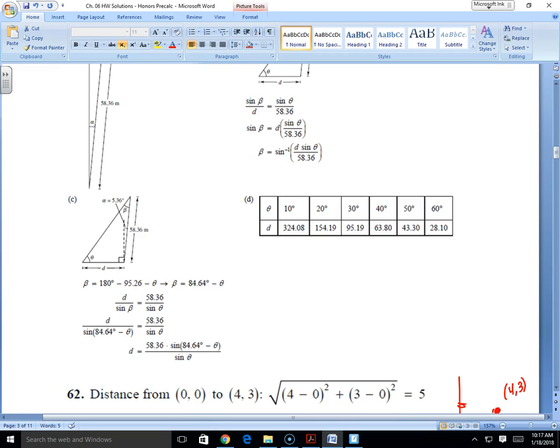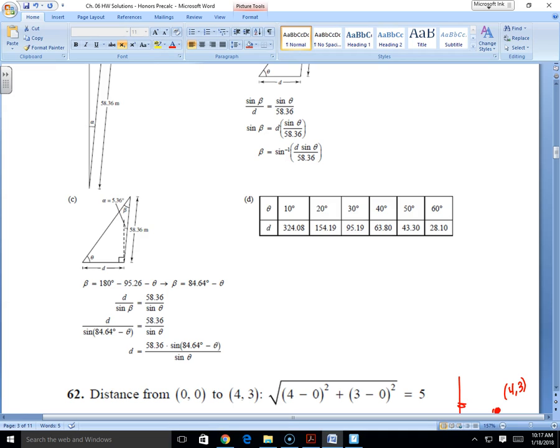And so it gives us that we can plug in that beta is 84.64 minus theta by adding the angles that we know and subtracting from 180. It's unknown, but it is in terms of theta, so we can plug in for beta. Now we only have 2 unknowns. Then they say solve for d again, so move everything to the other side. Plug into your calculator with your table set up, starting at 10 and going by 10s, and plug in the different possible betas as a result.